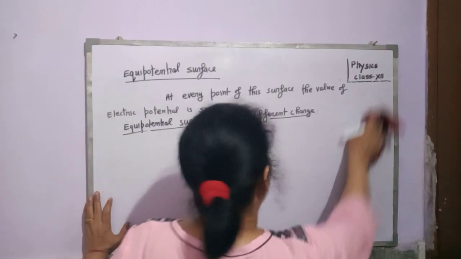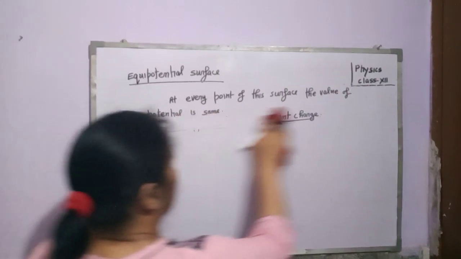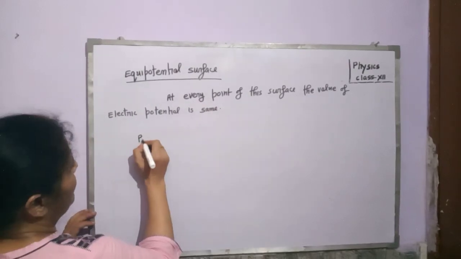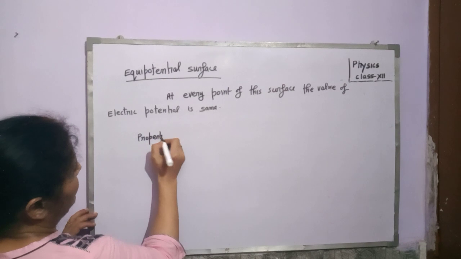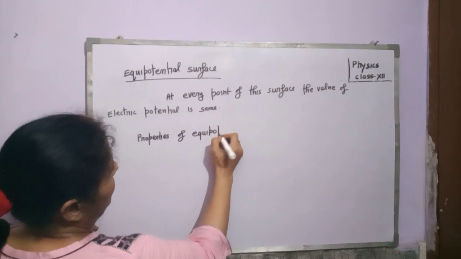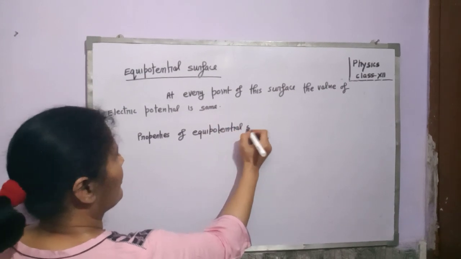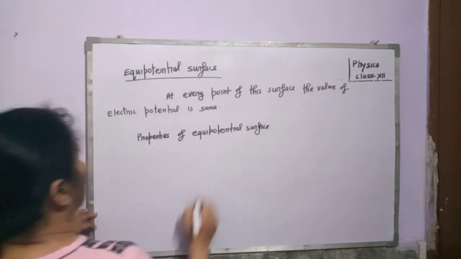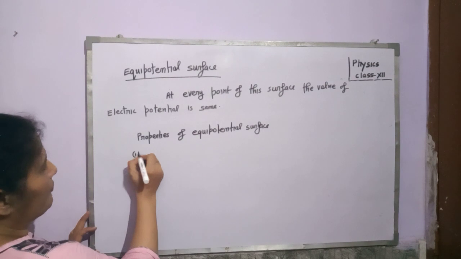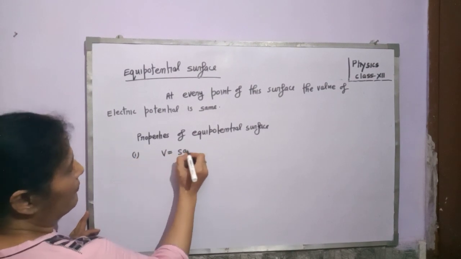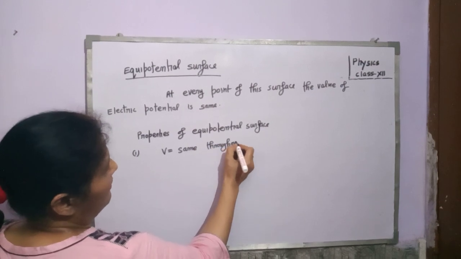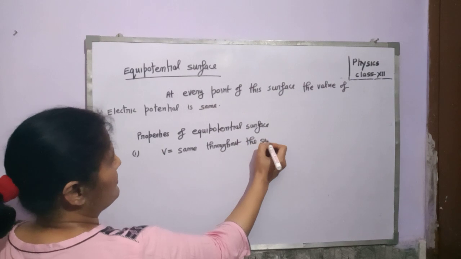Now the properties of equipotential surfaces. First property is that of the definition. At each point the value of the potential is the same. V is the same throughout the surface. This is your first property.